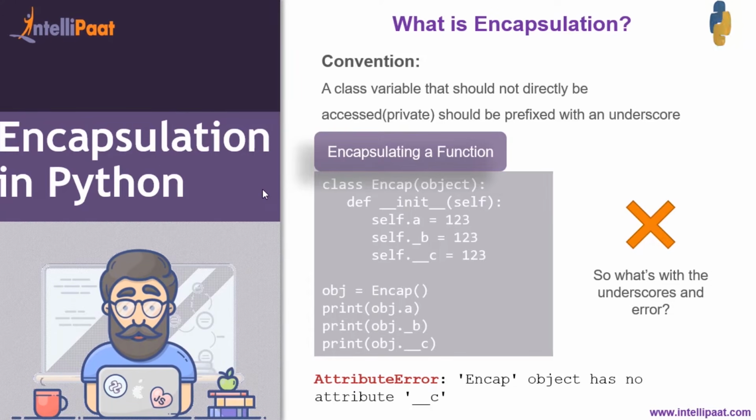From the example over here, you can see we have a class called Encapsulation. Inside that we are defining an init function. And inside the init function, we are defining three different variables: self.a equal 1 to 3, self._b equal 1 to 3, and self._c equal 1 to 3. Alright, I'll just show you this using Jupyter Notebook. That will make things more clear to you.